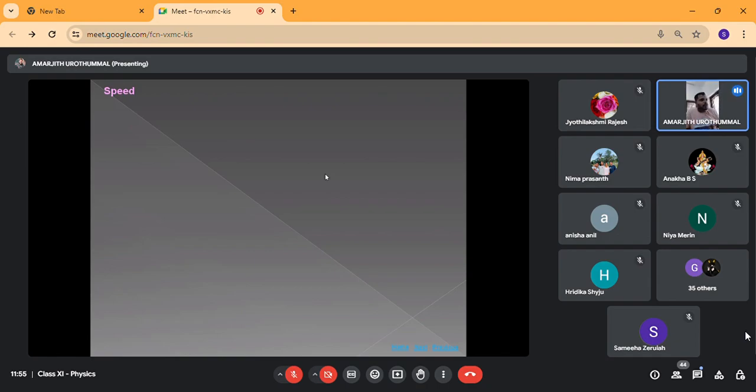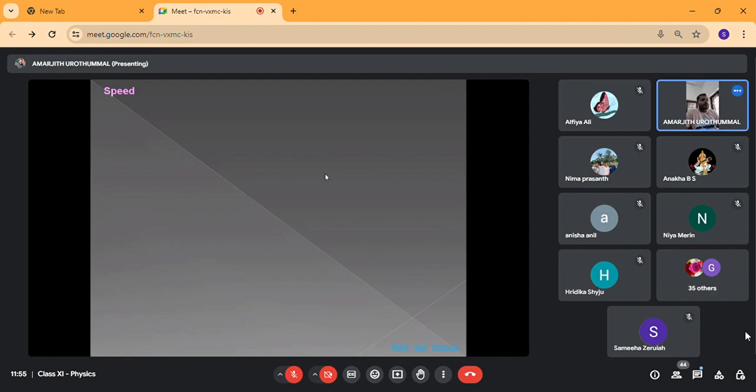Okay. Now we will discuss 2 more topics today, then we will stop for today's session. So this is an important concept: speed. Can anyone tell me what is speed? Distance traveled in a certain time.